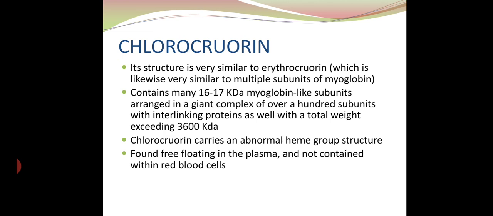It contains 60 to 70 kilodalton myoglobin-like subunits arranged in a giant complex of over 100 subunits with interlinking protein, with a total weight exceeding 3600 kilodalton. Chlorocruorin carries an abnormal heme group structure. It's found free floating in plasma and not contained within RBC.